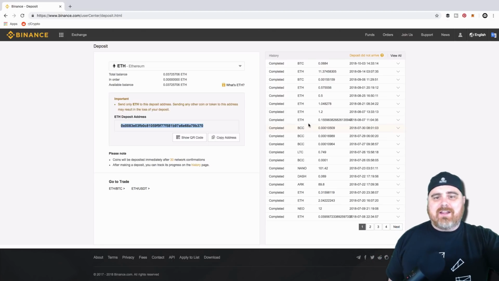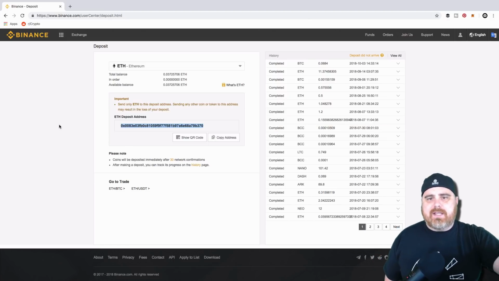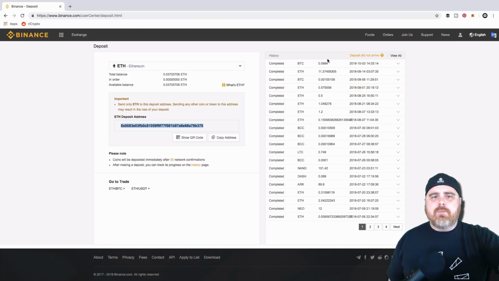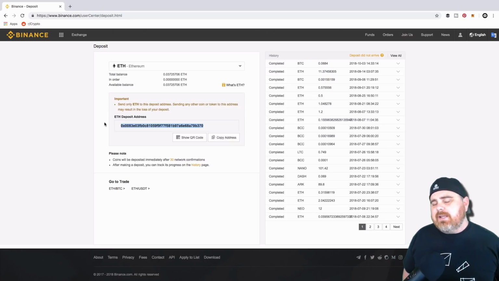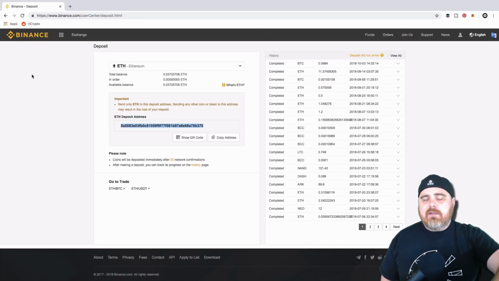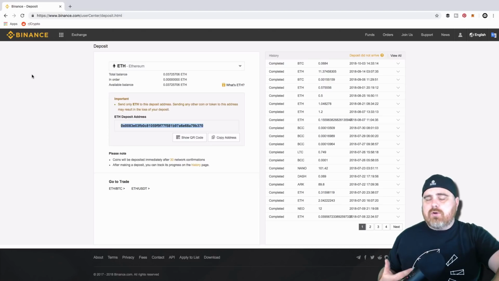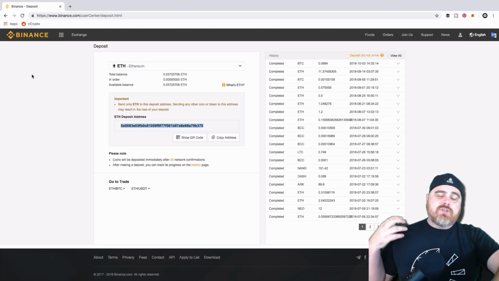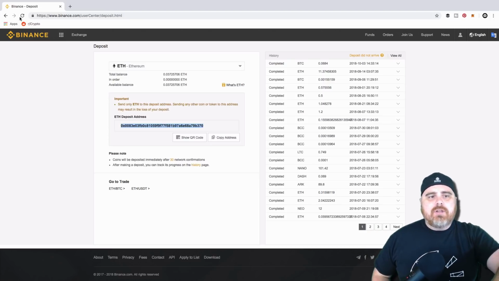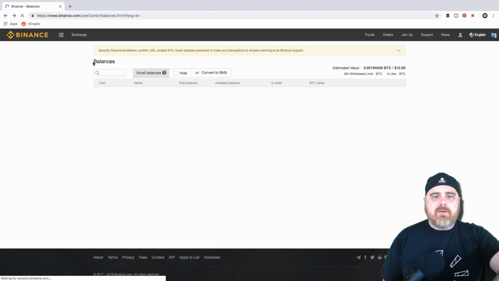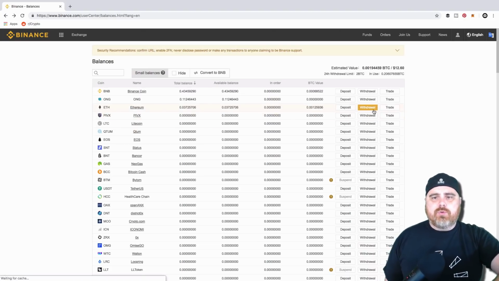As you guys can see, I've got a lot of Ethereum transactions, a lot of different transactions I've done over here in terms of depositing. So it keeps up with all of your deposits on this side. Once you send the Ethereum or Bitcoin from Coinbase to Binance, I'm going to show you how to exchange it. But before we do that, I do want to go over the withdrawal tab.